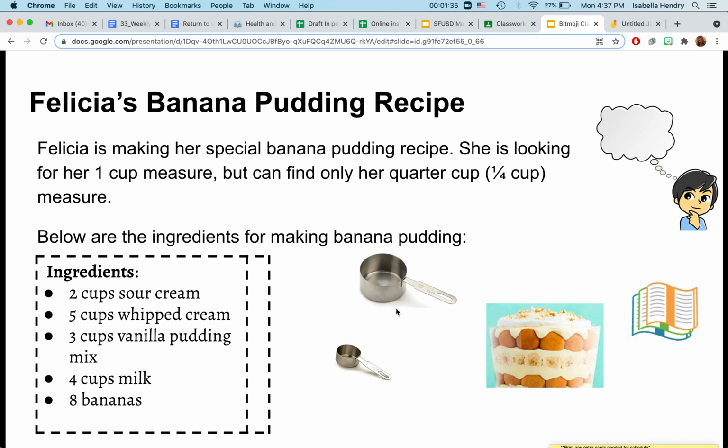I'm sure this has happened to some of you when you are cooking. You need a certain measuring cup and you can't find it. So she needs her 1 cup measure, but she can't find it. She can only find her 1/4 cup measure. So instead of, for example, doing 2 cups of sour cream and going scoop, scoop with this big cup, she's going to have to use the small cup.